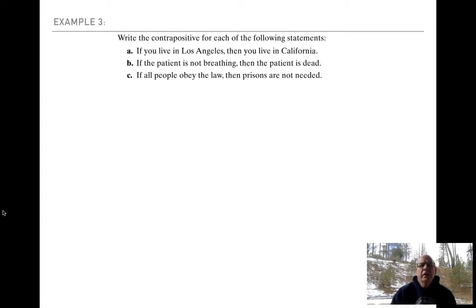Okay, here's an example. Write the contrapositive for each of the following statements. So we're going to start with A. If you live in Los Angeles, then you live in California. We want to write the contrapositive of that.